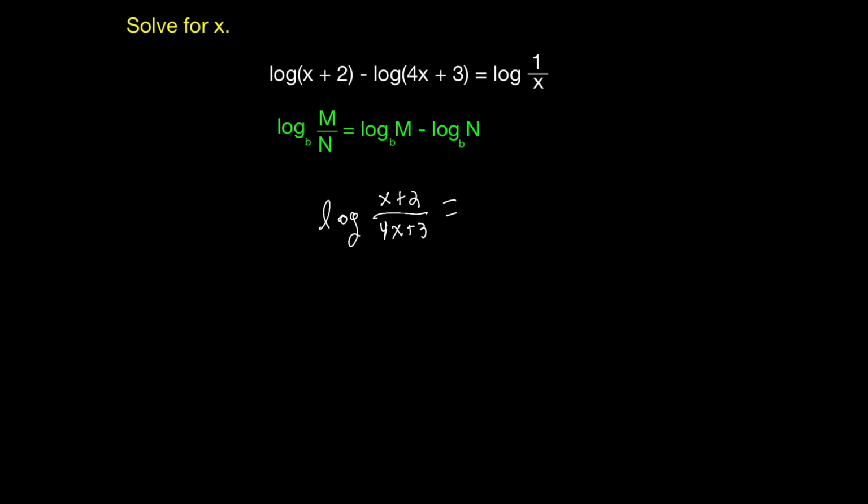And on the right-hand side, I have log of 1 over x. Now, since both logarithms don't have a specific base, I am under the assumption that we are dealing with base 10. And if we have the same base, that means that the arguments are equal to each other. So I'm going to set up x plus 2 over 4x plus 3 equal to 1 over x.